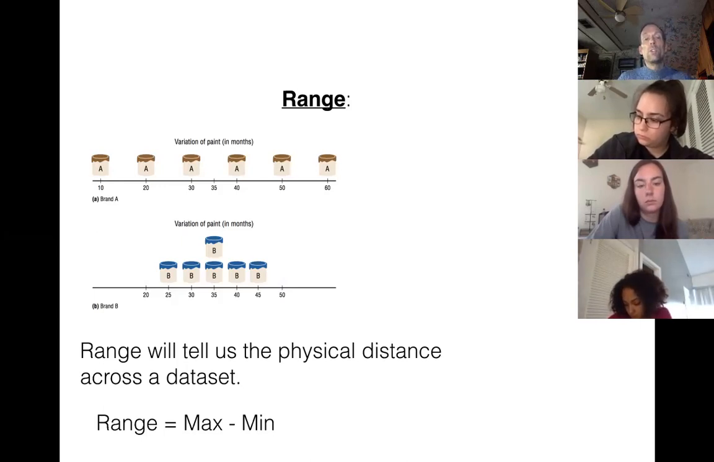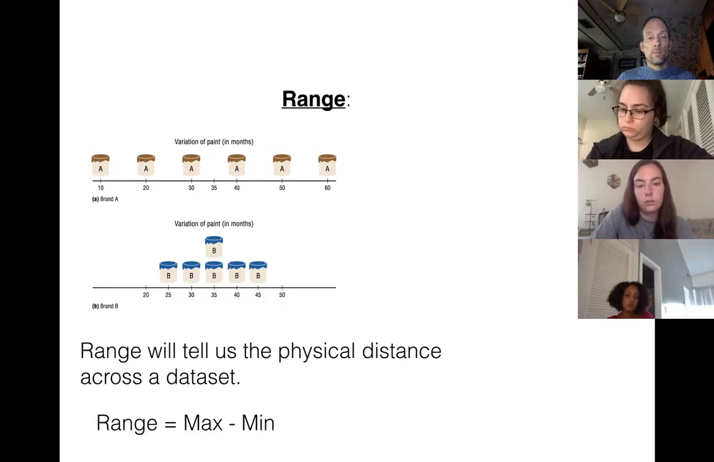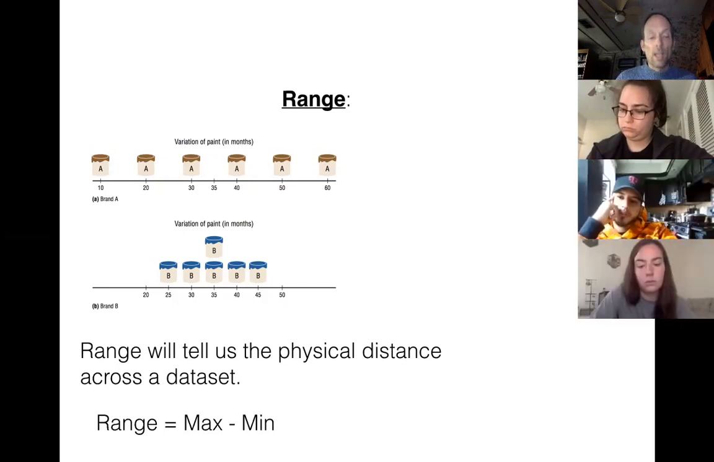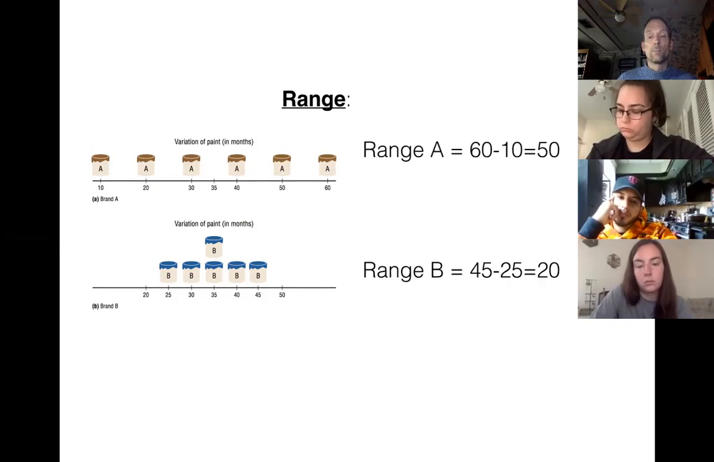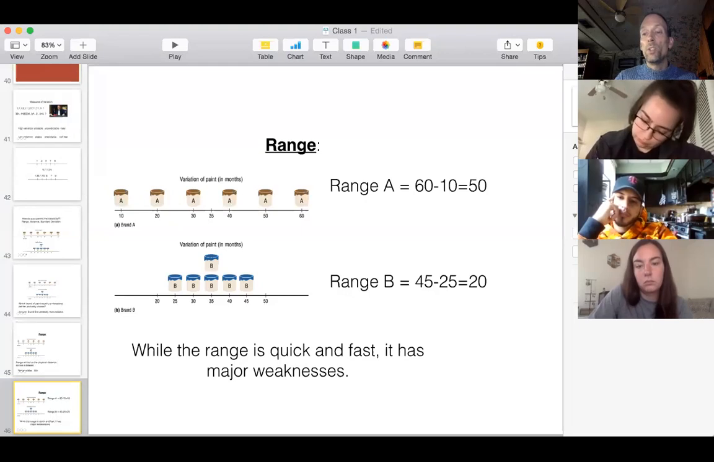Now, what I want you guys to do is take a few seconds. I want you to calculate the range of A, the range of B, and as soon as you get it, just go ahead and throw it in the chat window there. Or if you want to shout it out, you can do that too. Brand A is 50. Okay, brand A is 50. Brand B is 20.